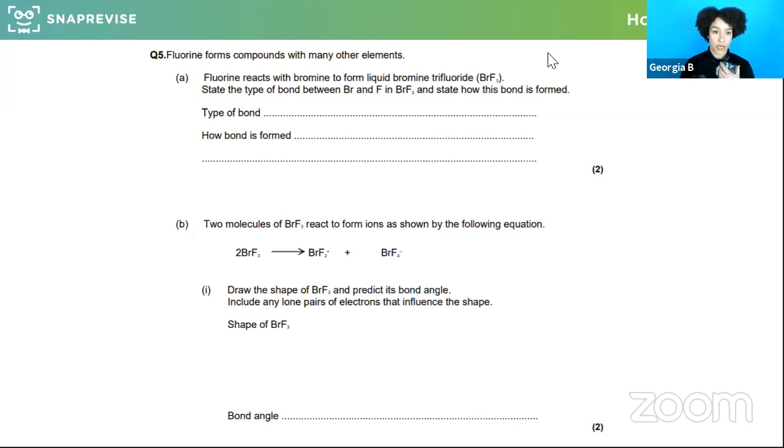Cool. So lots of you are getting the exact correct answer, so I'm just going to go ahead and fill it in. We do have a covalent bond, and the bond is formed by a shared pair of electrons. So well done everybody that answered that.